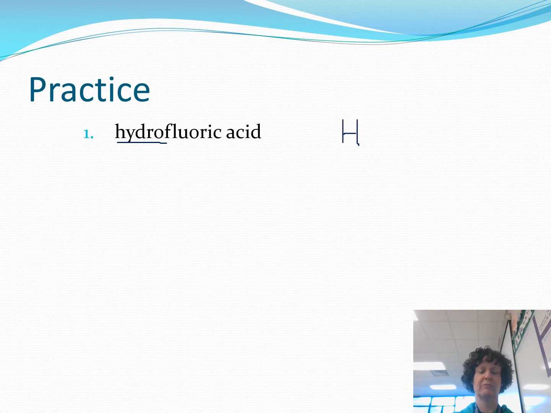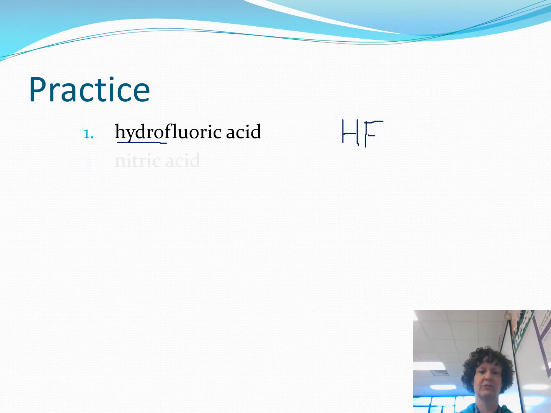Sorry, I'm doing this with a mouse, so it's not going to be great handwriting. And then fluoric acid, okay, that makes you think, what element must that be? Oh yeah, that'd be fluorine, right? Well, hydrogen has a +1 charge in compounds, fluorine has a 1- charge in compounds, so you would just need one of each. So hydrofluoric acid would be HF.